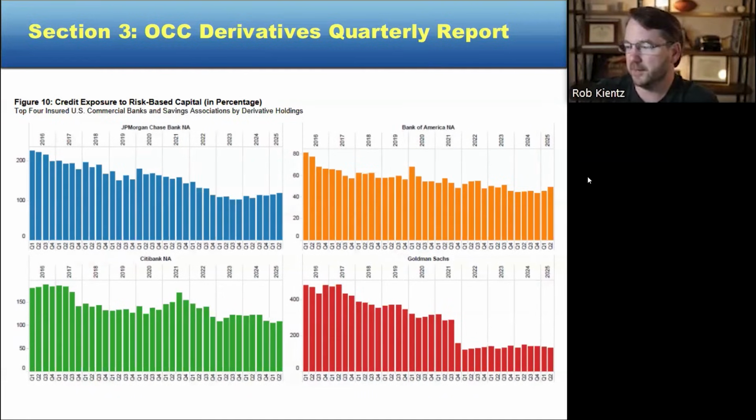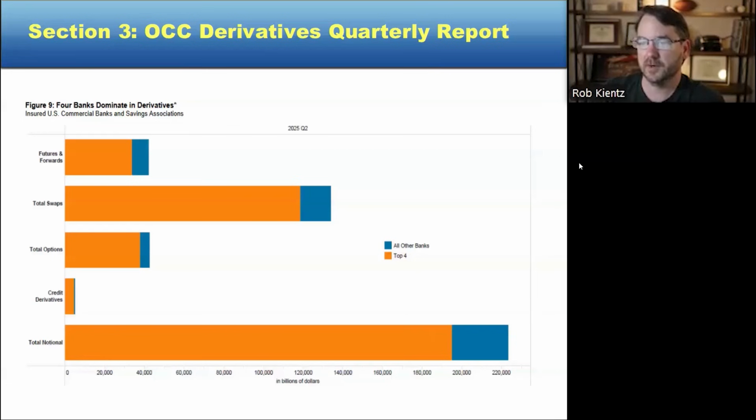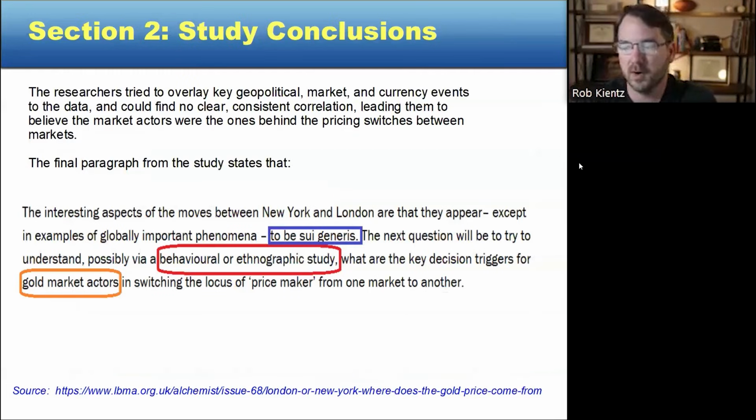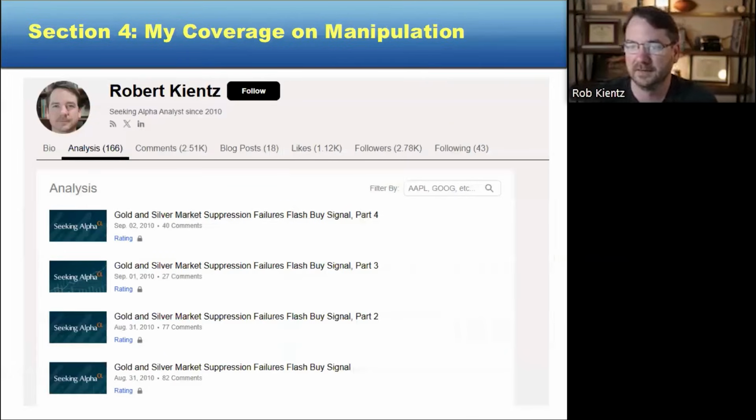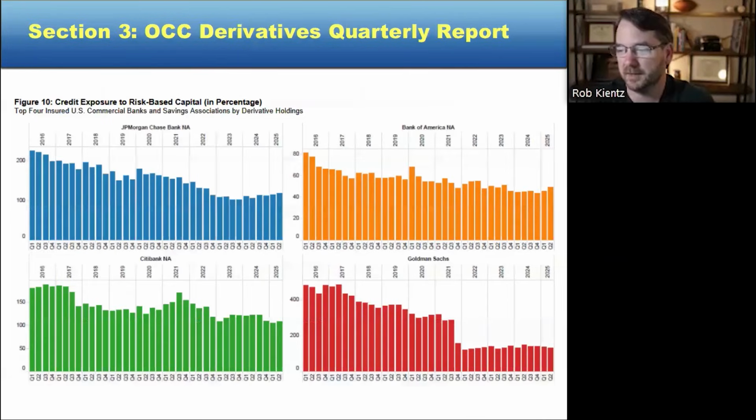JP Morgan Chase, Bank of America, Goldman Sachs, and Citibank. So if you want to know who the 4 big banks are in the commodities derivatives and in all the derivatives, it's JP Morgan Chase, Bank of America, Goldman Sachs, and Citibank. Those would be, ladies and gentlemen, if we go back to this study, the gold market actors that are switching the dominant price market from London to the US. Those gold market actors are identified by the US government as JP Morgan Chase, Bank of America, Citibank, and Goldman Sachs. See how we get there?